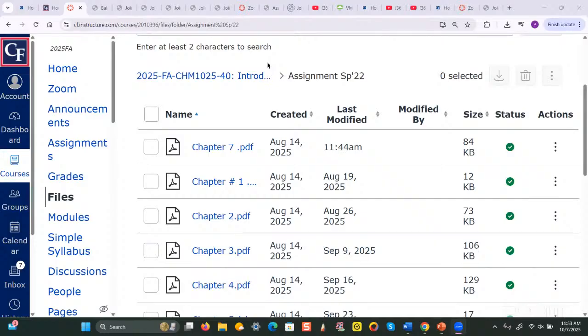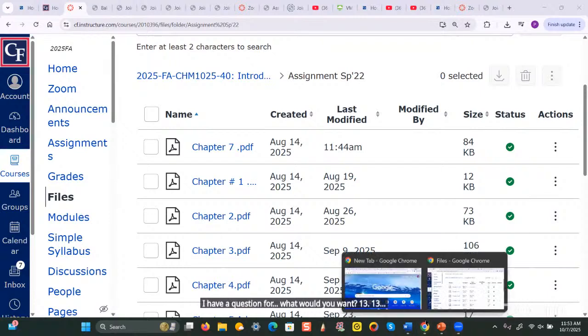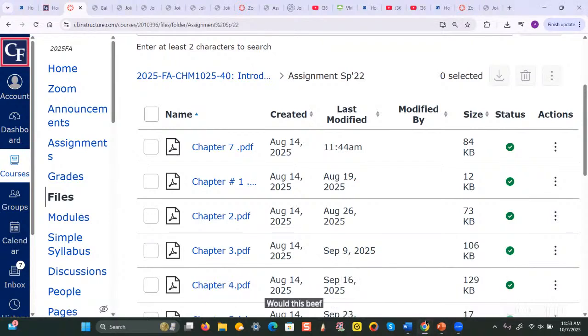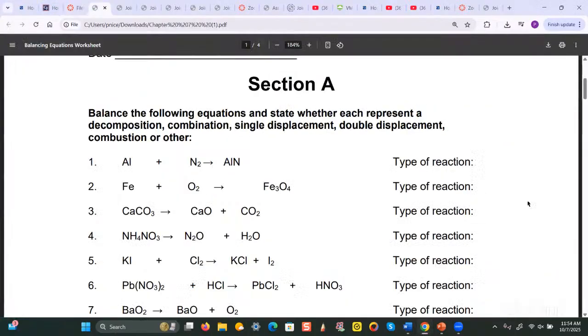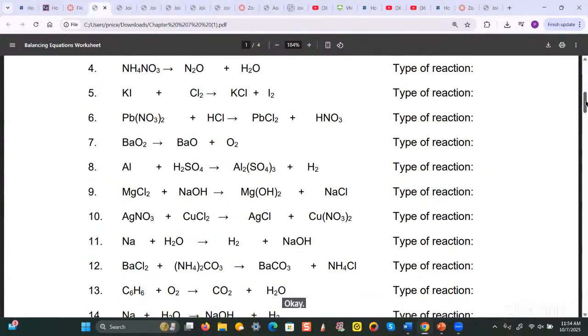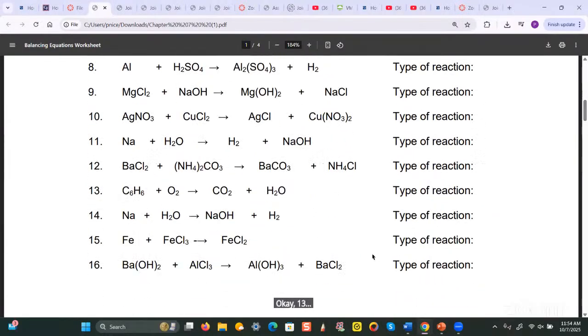I have a question. For which one? 13. Would this be combustion? Well, one minute. Okay, 13. Yes, that would indeed be combustion. This is going to be carbon, oxygen plus a hydrocarbon to give you carbon dioxide and water. That's combustion. Yeah.